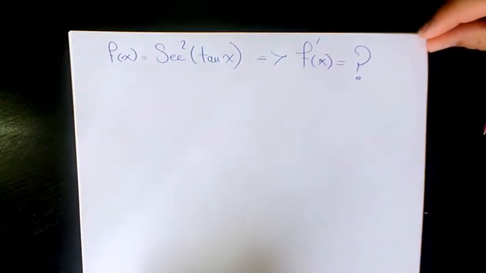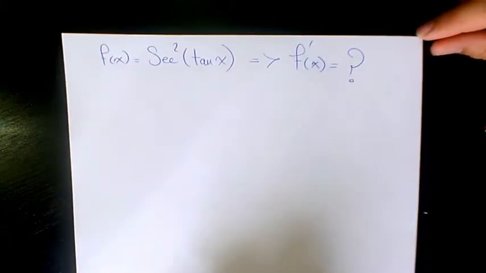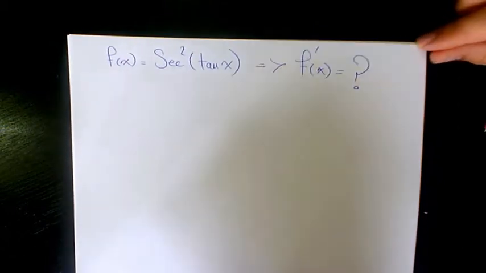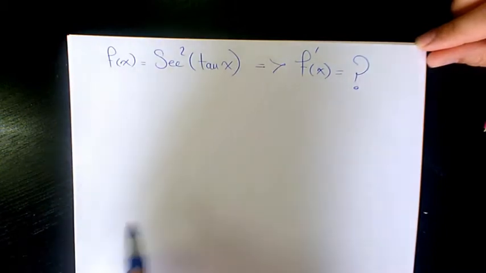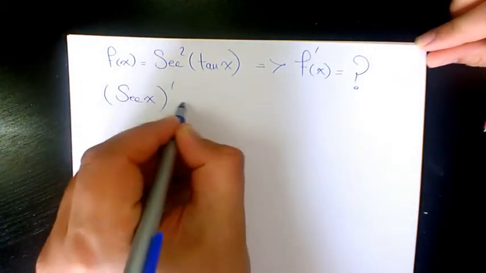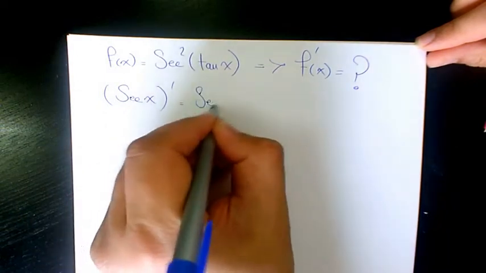Welcome to another video. In this video I want to show you how to find the derivative of the function secant squared of tan x. Before I start, I just want to have a quick review of finding the derivative of secant x. The derivative of secant x is secant x times tan x.